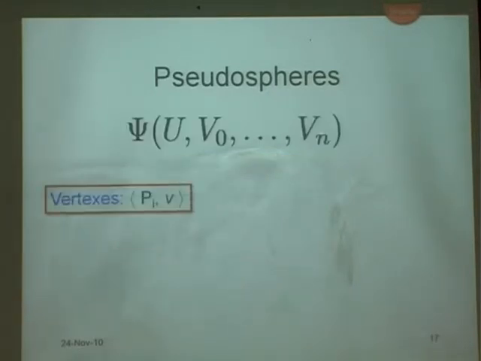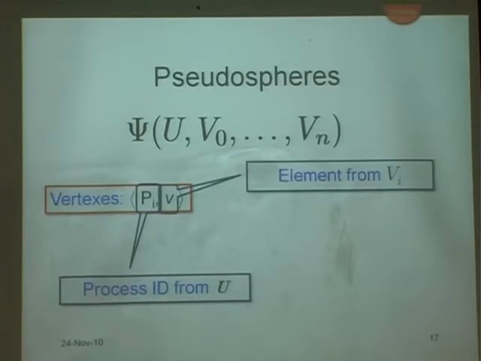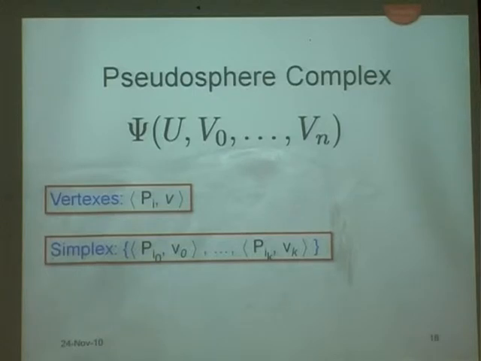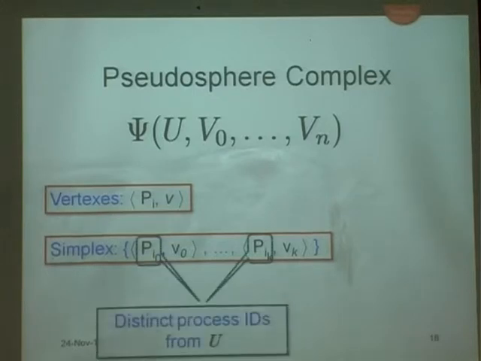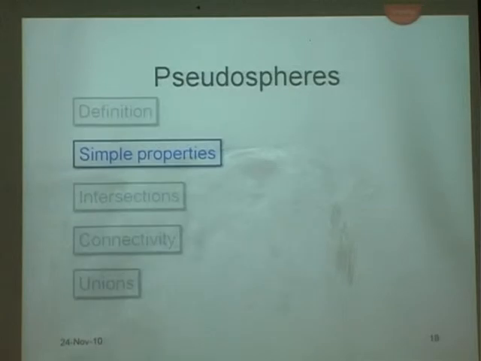So, nice properties. A vertex consists of a process ID and a value from V sub i, an element of that set. A simplex is a collection of vertexes where each process ID is distinct. So we don't want to have any duplications among the process IDs. And this is from big V sub 0, and this is from big V sub i sub k, and so on. So we want the elements associated with each process there.